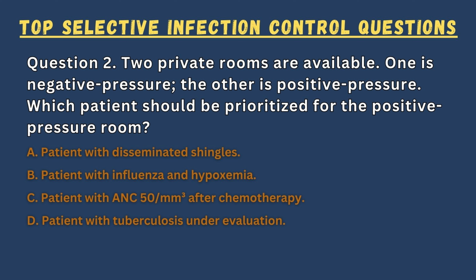A. Patient with disseminated shingles. B. Patient with influenza and hypoxemia. C. Patient with ANC 50 per cubic millimeter after chemotherapy. D. Patient with tuberculosis under evaluation.